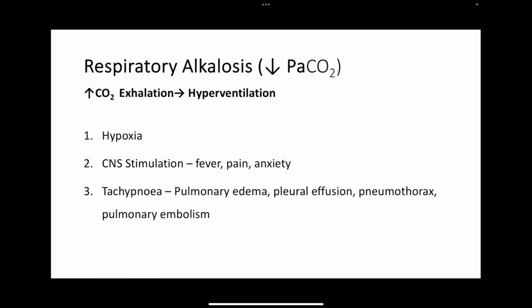Respiratory alkalosis is where the pH is high and PaCO2 is low. It is because of increased CO2 washout because of hyperventilation. So the causes can be hypoxia, CNS stimulation such as fever, pain, anxiety, or tachypnea from diseases such as pulmonary edema, pleural effusion, pneumothorax, or pulmonary embolism.